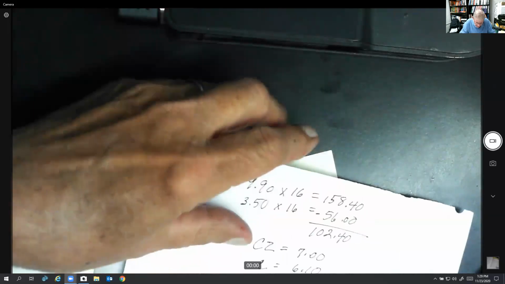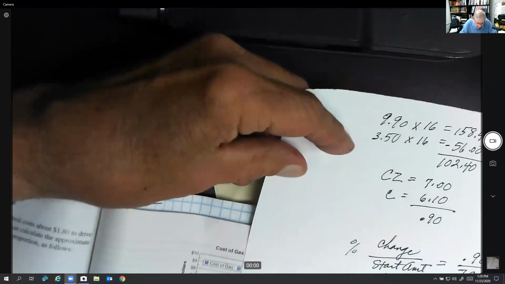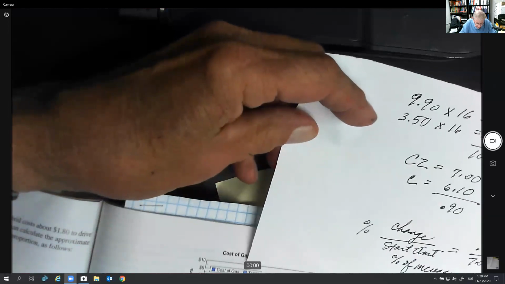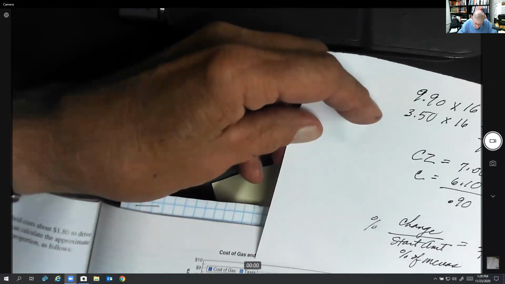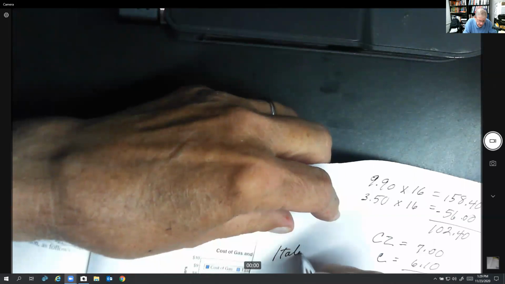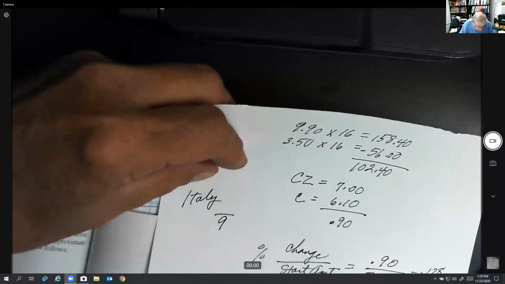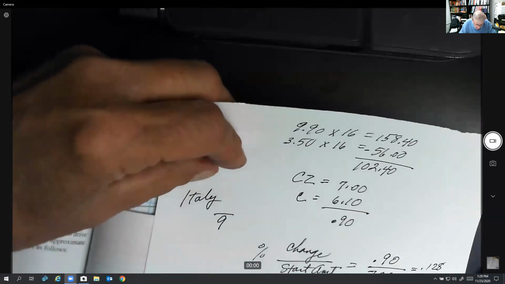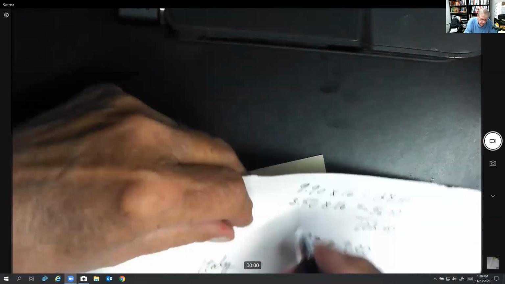And I didn't do Italy. Italy said what percent of the total cost per gallon was represented by taxes. So in Italy, the total cost was $8, right? I think I just, see, Italy, $9. That was the total cost. And the amount of taxes that they pay, I interpreted it to be $3.50. And again, these are just interpretations.